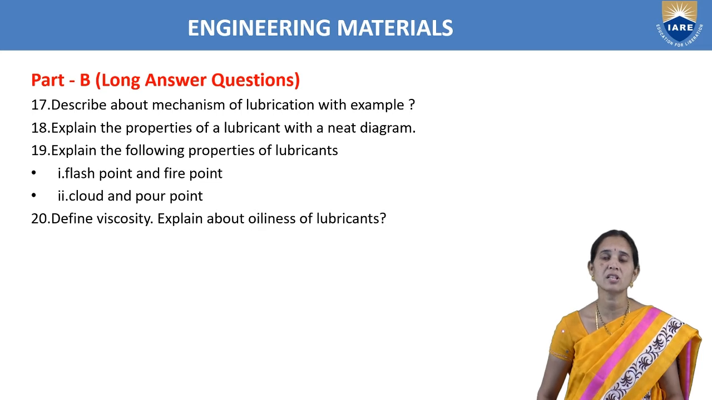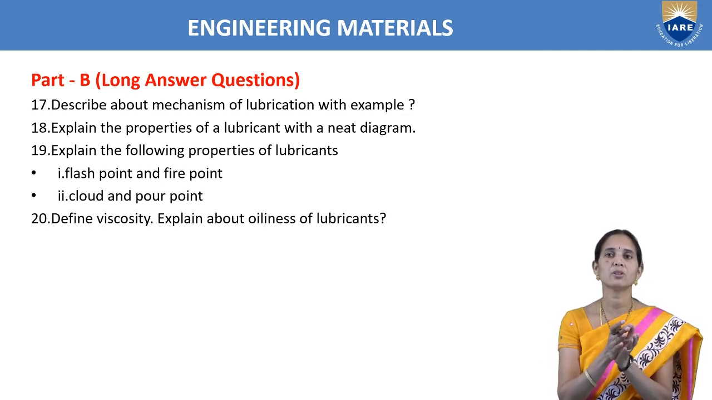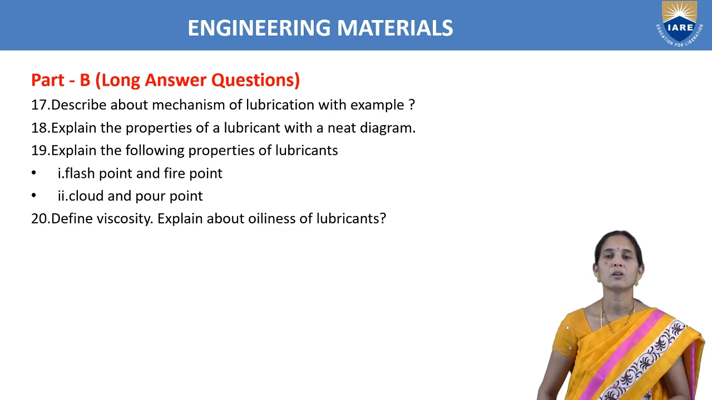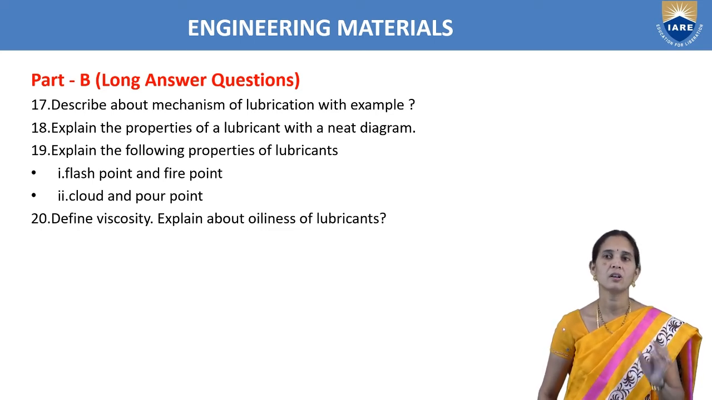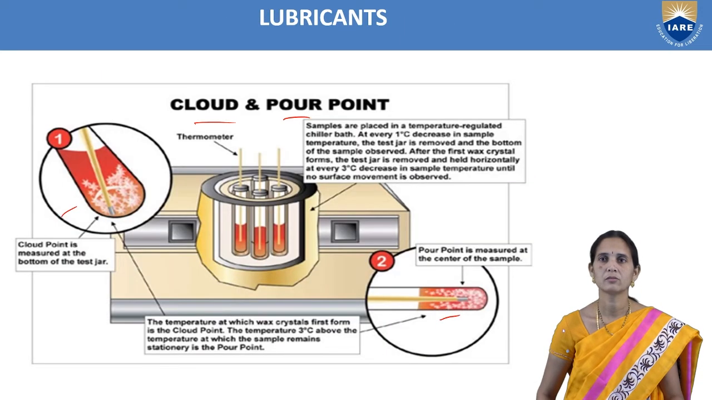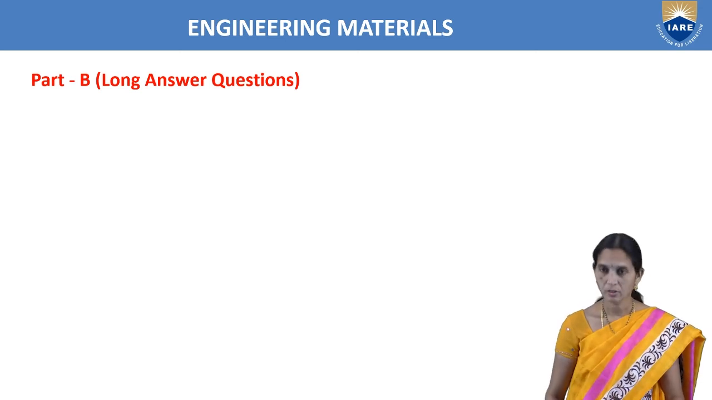Next, define viscosity. Explain the oiliness of a lubricant. Viscosity is the resistance to the flow of liquid. Some lubricating oils do not form a layer between the two moving surfaces, so the oil flows out of the machine and does not stay on the surface of the metal. So we have to go for good lubricants which have high oiliness. We have to write about the oiliness of lubricants. So here you have to write.